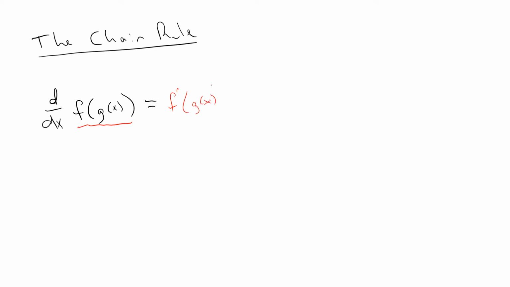Alright, so this should look familiar. This is exactly what we practiced doing at the end of the previous video, f prime of g of x. That's the first part of the chain rule. To finish the chain rule, we multiply by the derivative of that inner function.